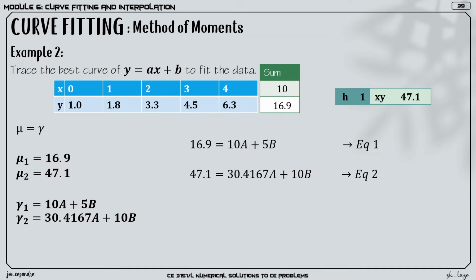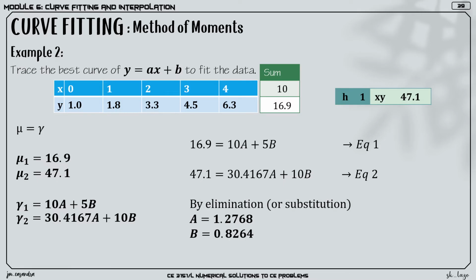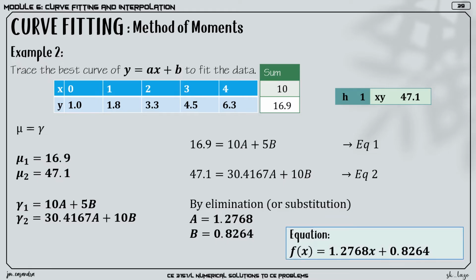Solving this by substitution or by elimination by subtraction, we arrive at the values of a and b equal to 1.2768 and 0.8264 respectively. So with this, the best curve that would fit the equation y equals ax plus b given the following data is the function y equal to 1.2768x plus 0.8264.